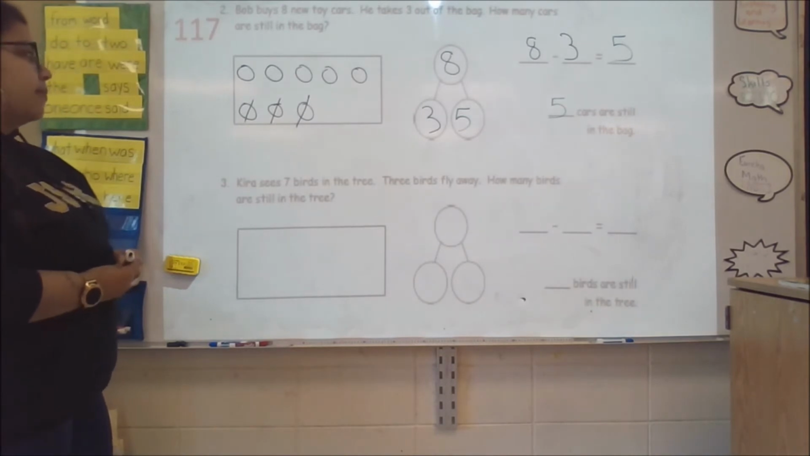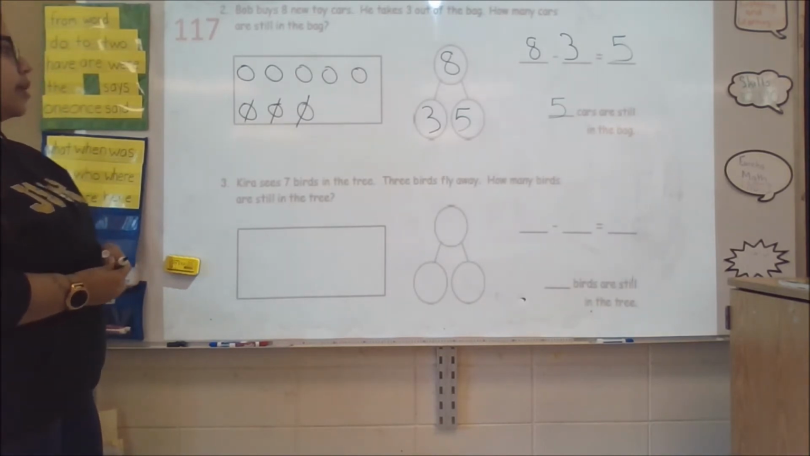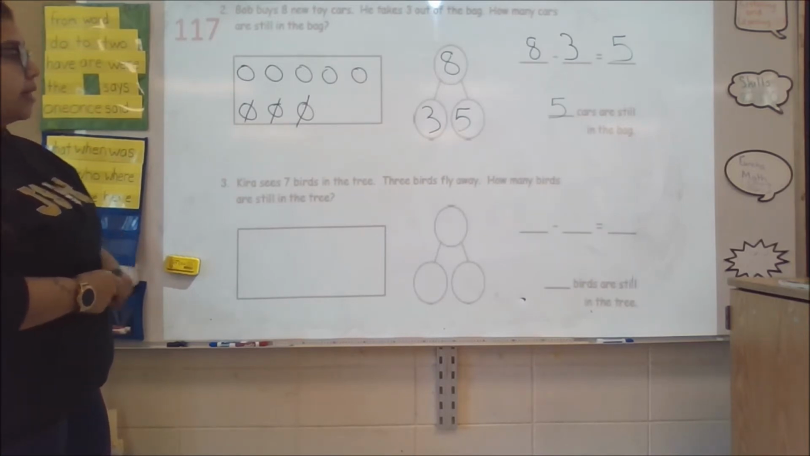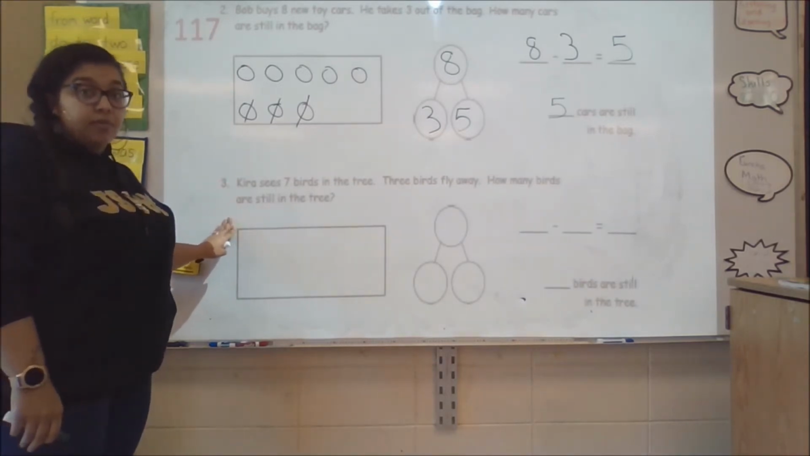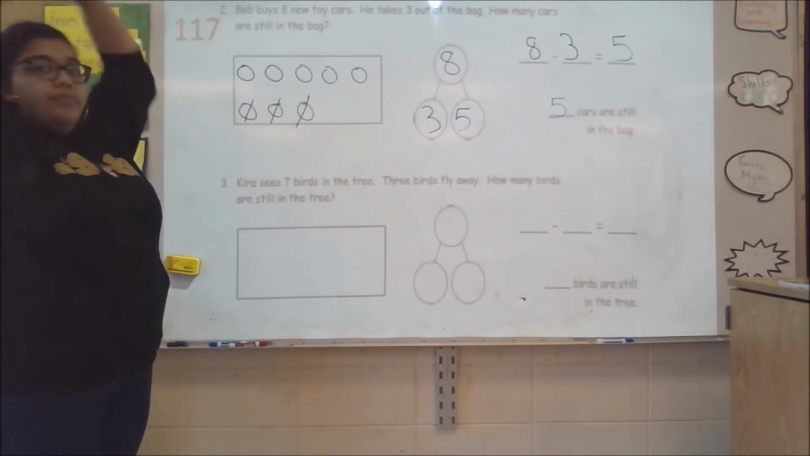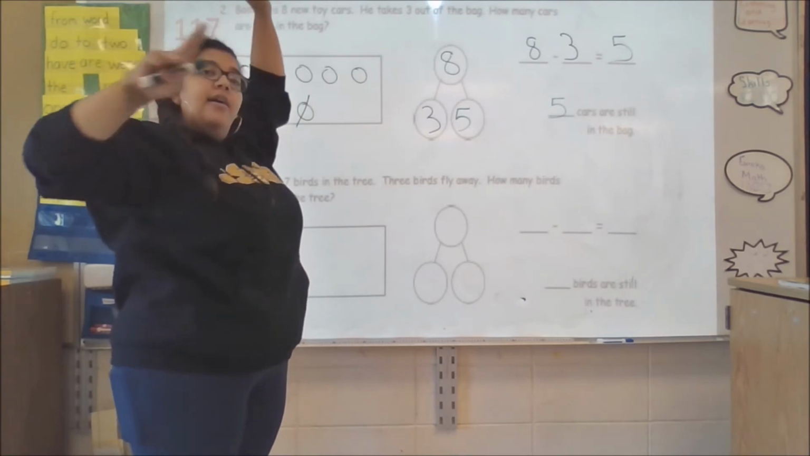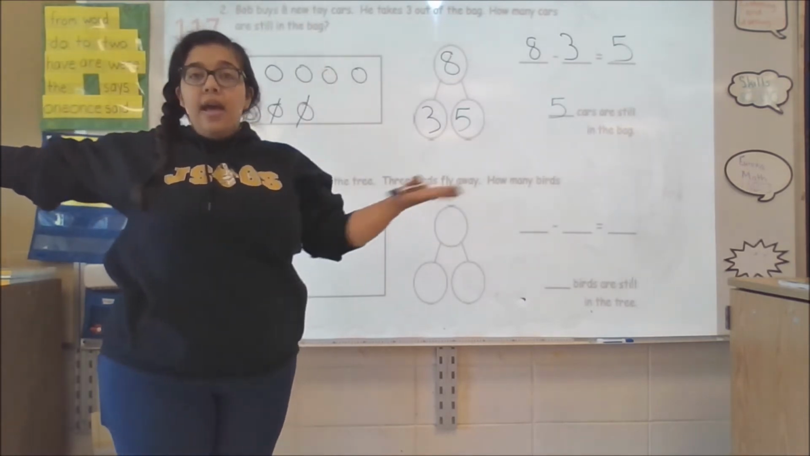Kara sees 7 birds in the tree. 3 birds fly away. How many birds are still in the tree? All right, let's look at the order of the information we were provided. Kara sees 7 birds in the tree. Put your hands up. 7 birds in the tree, that's the whole. 3 fly away, they're gone. How many are left in the tree?